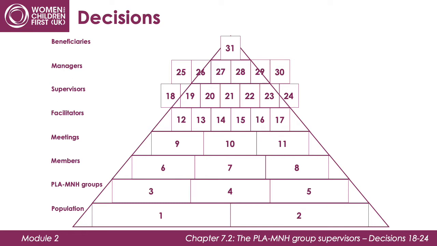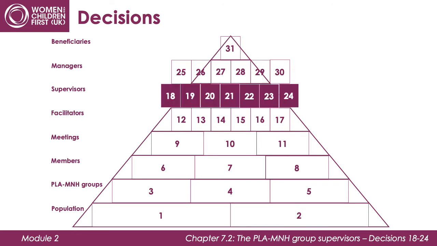These experiences have helped to identify 31 key decisions across these components that need to be made when planning a PLA-MNH group program. Each decision is supported by a recommendation that has been extensively developed, tested, and refined in over 13 countries. Planning a PLA-MNH group program so that the components are aligned to these recommendations can maximize the chance of success, that the PLA-MNH group program enables mothers and newborns to survive and thrive.